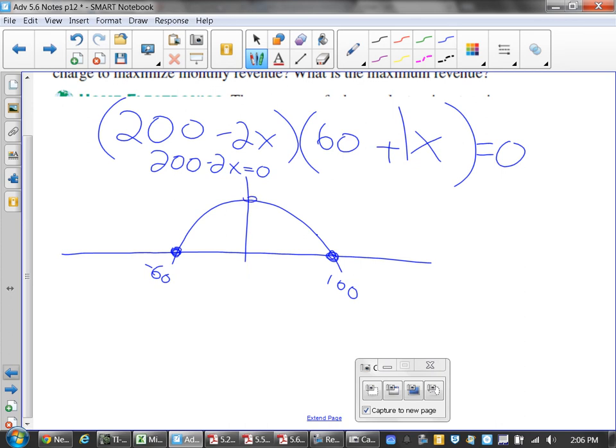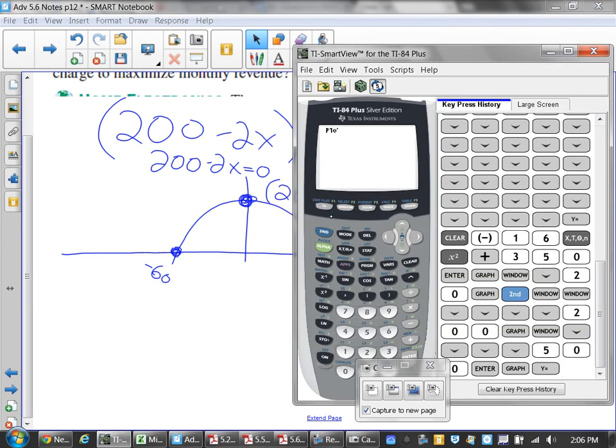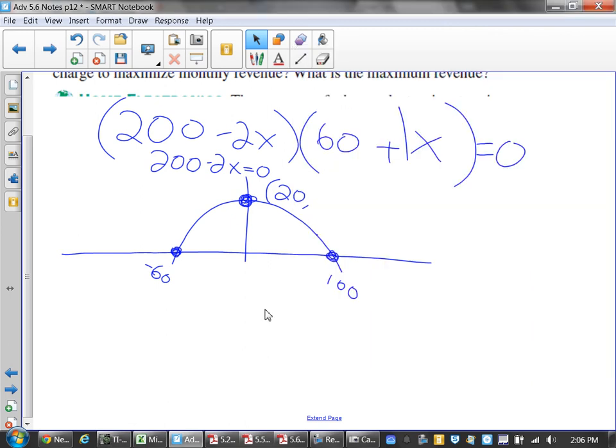So this midpoint, the x coordinate can be 20 something. Well, to figure out what the something is, go to your calculator. Wait, where do you get 20? Negative 60 plus 100 is 40. What's half of it? 20. That's where I got 20 from, guys.